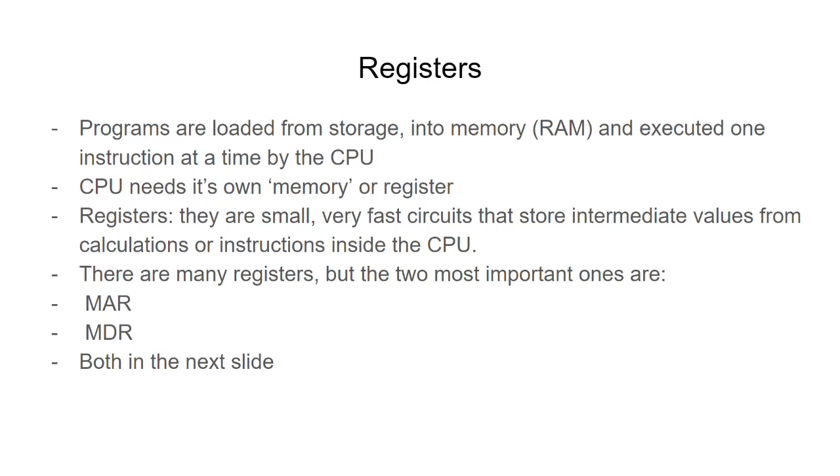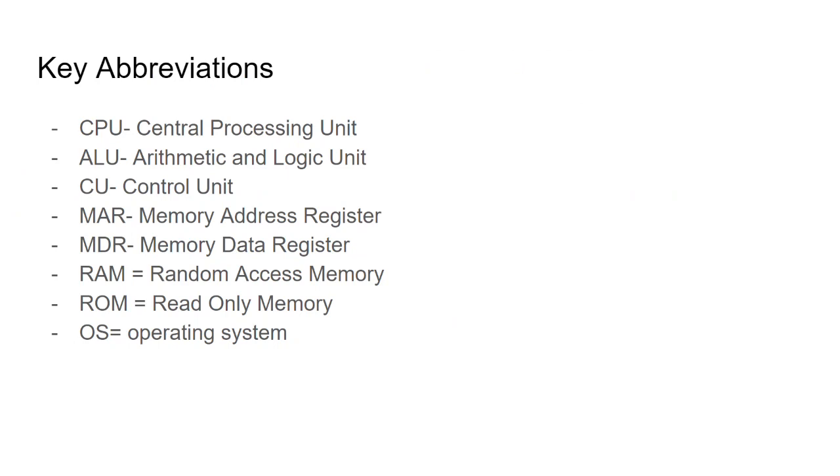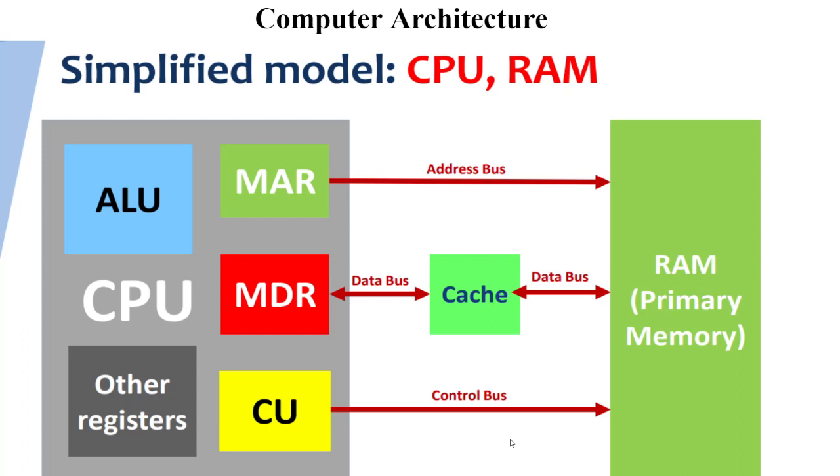There are many registers, but the two most important ones are MAR and MDR. MAR is memory address register, MDR is memory data register. MAR and MDR are inside the CPU, connected by the address bus, which is unidirectional, so that means it only goes in one direction. And MDR catches the data bus. Data bus is bidirectional, so it can take information as well as give information. And CU hops on the control bus, which again is only unidirectional, not bidirectional.